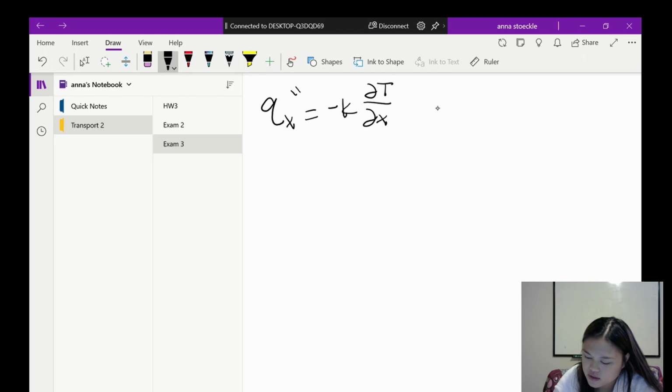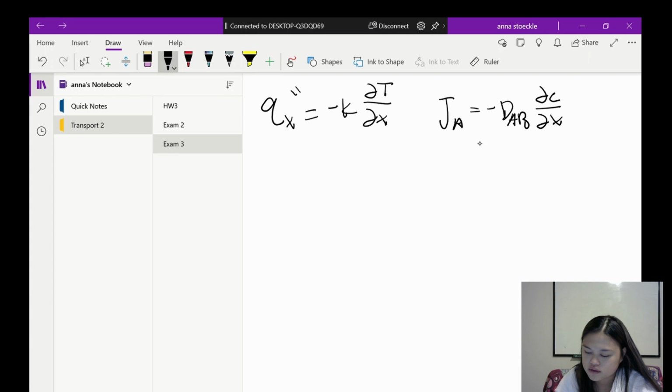And then we have the mass flux with this diffusive coefficient and this concentration gradient in relation to distance as well in the x direction. Now this one is done by diffusion, and this one is done by conduction. So now let's look at equations for heat flux and mass flux, but now in a convective situation, like that wet bulb condition.